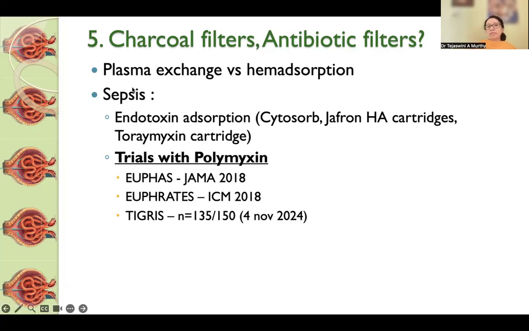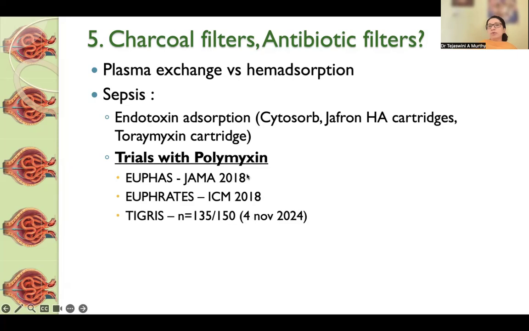So this was principally tried in sepsis patients to adsorb the endotoxins. So there came CytoSorb filters, Jafron filters, Toraymyxin cartridges, polymyxin filters. So all of these cartridges, there have been a lot of trials which are going on looking at this.